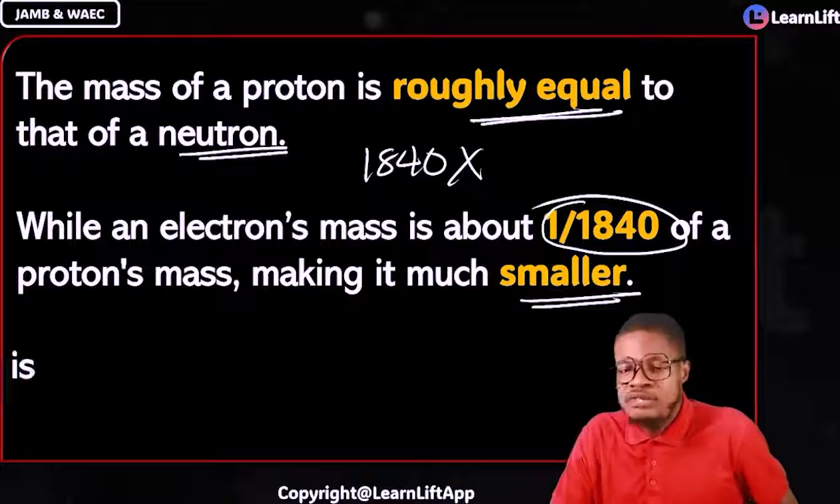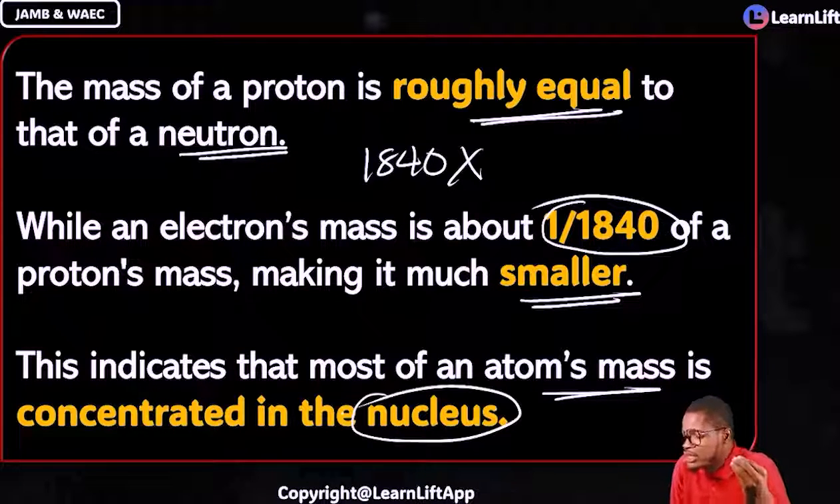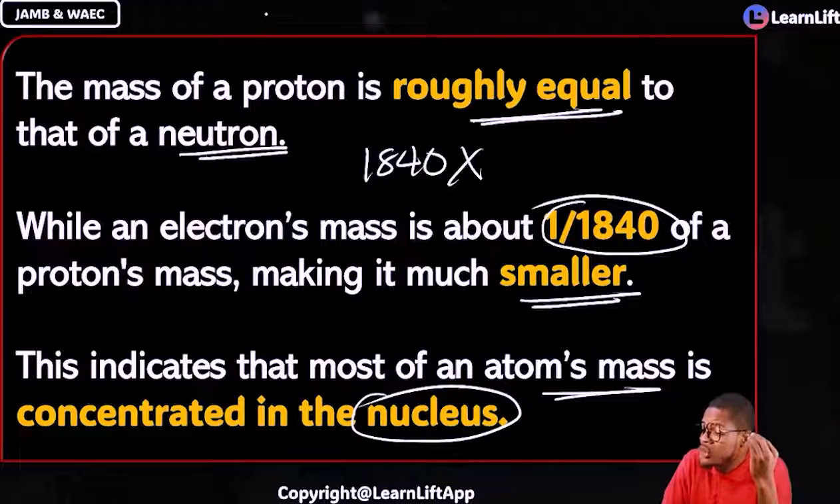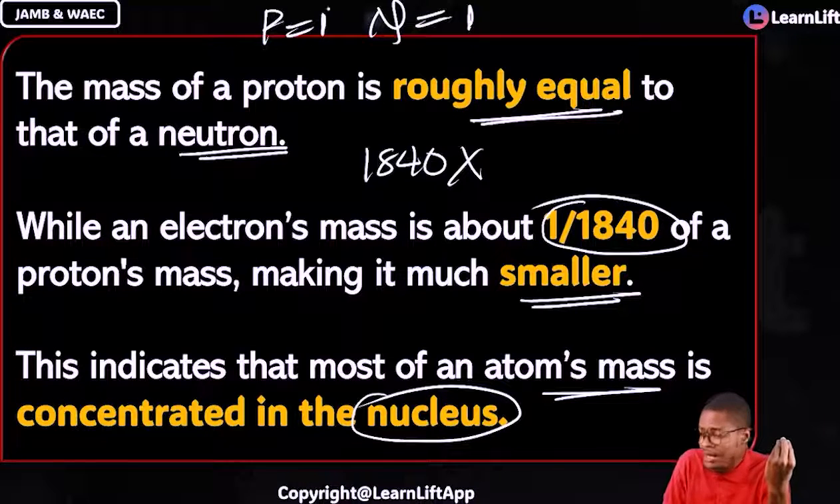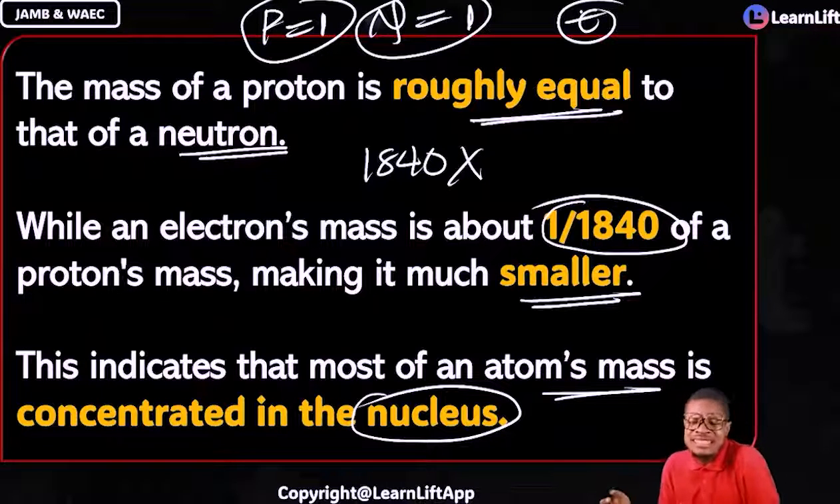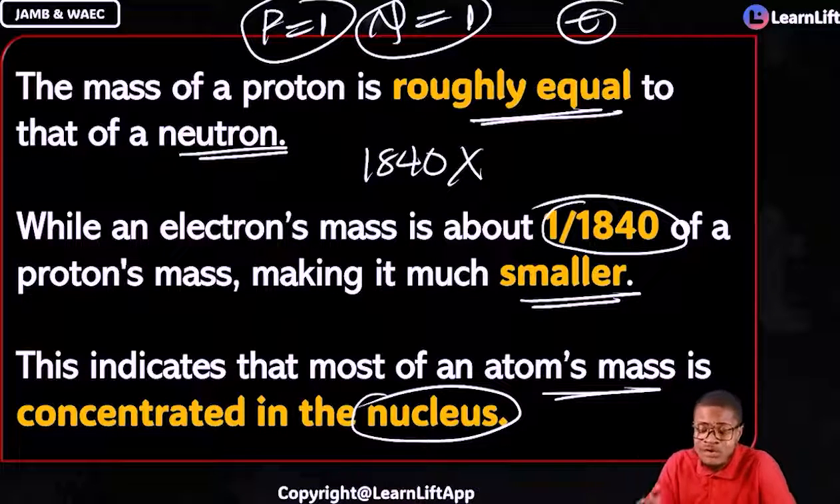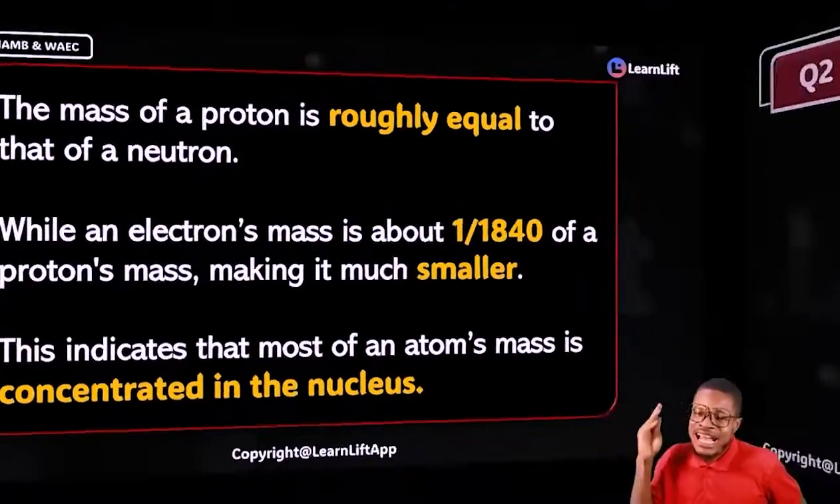And then don't forget this very quickly with me, that it indicates to us that most of the atom's mass, where is it situated? It is concentrated in the nucleus, because your protons and your neutrons form the nucleus. Proton's mass is almost 1. Neutron as well, approximately 1. If they are 1, 1, and your electron is that negligible, where is the mass of your atom centered? Of course, in the nucleus, because the protons and the neutrons are in the nucleus of an atom. Does it make sense?